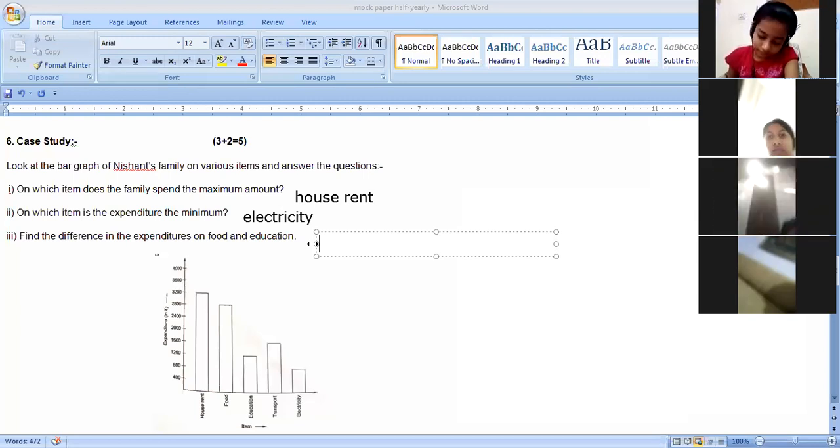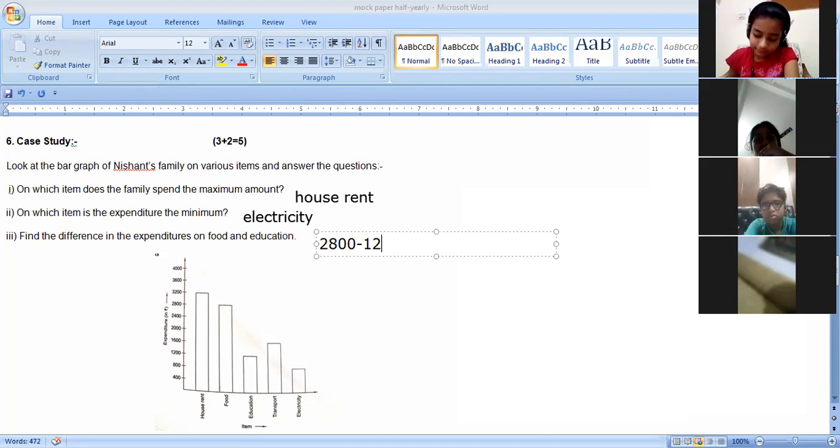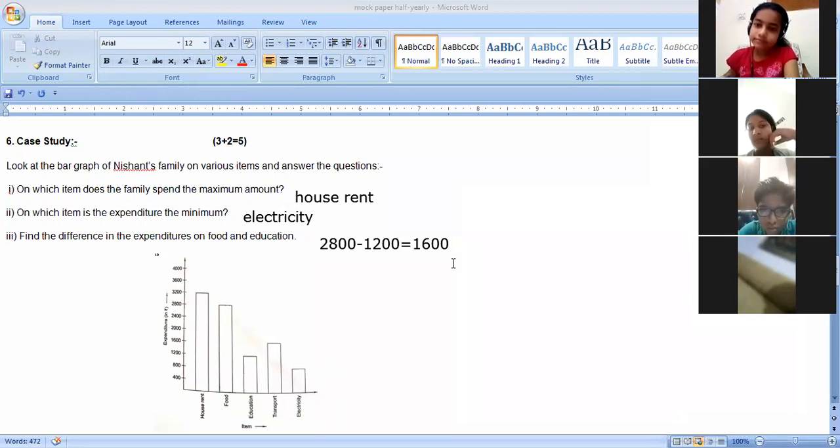That's right, Vedika. 2,800 is food. And on education, we have spent 1,200. So we have to find out, we'll subtract the numbers and we are getting 1,600. That's right. So the difference between them is 1,600.